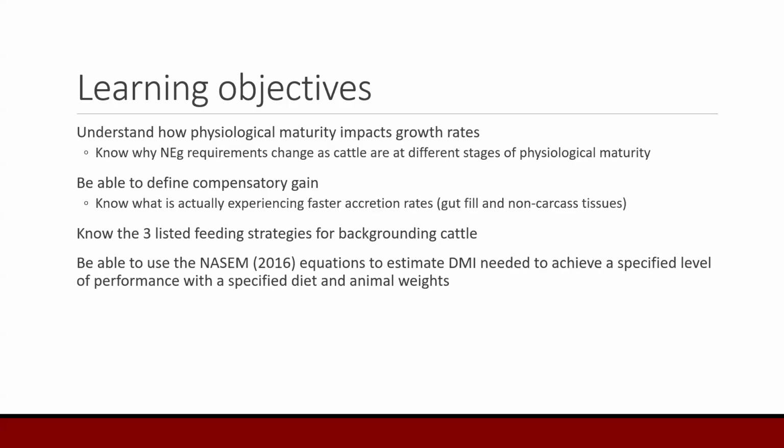I want you to be able to define compensatory gain. A lot of people think that compensatory gain is just the best thing ever because you have a period of really efficient cattle. I would say that it's something you want to buy, it's not something you want to create. So that's why you see a little bit of a premium on thin cattle in auction markets, right? At stockyards, thin cattle will get a little bit of a premium because they could exhibit some compensatory gain. However, most of this faster accretion rate, so faster growth rate, is occurring in non-carcass tissues, so the gastrointestinal tract and liver.